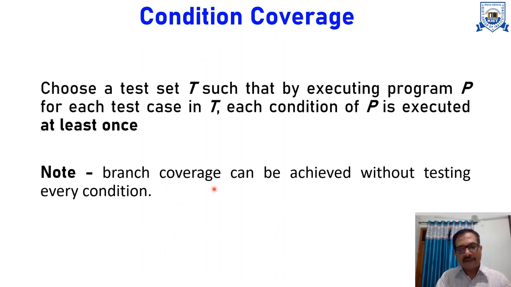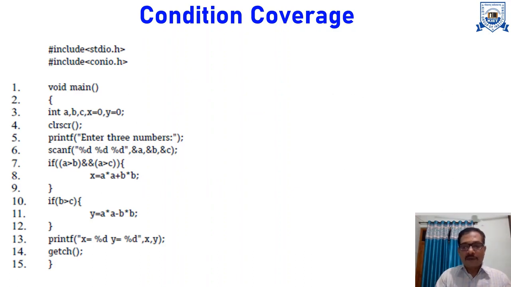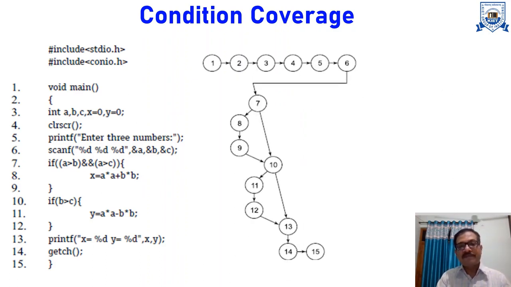So branch coverage can be achieved without testing every condition. To achieve condition coverage, your test cases may need to be more sophisticated, because in some cases you will see that you may achieve branch coverage, but there may not be condition coverage. It may happen, right? So we are going for the same example here. The control flow graph, we have already discussed how to draw this graph.